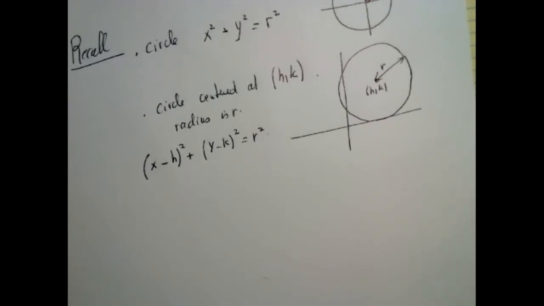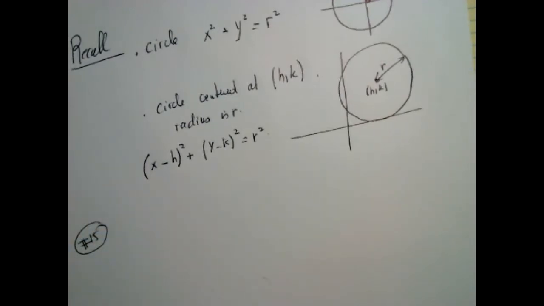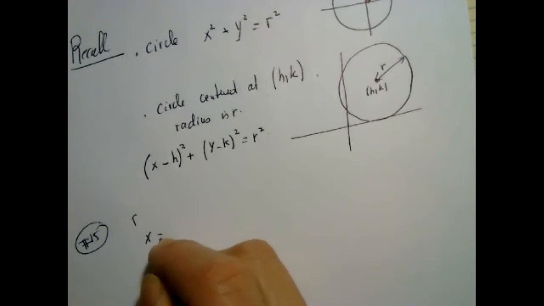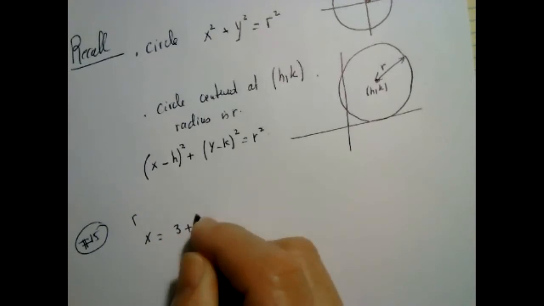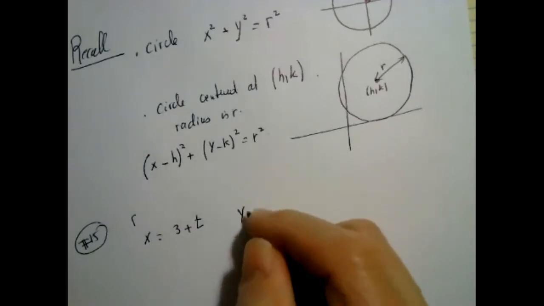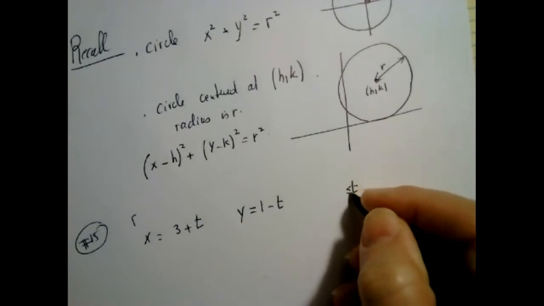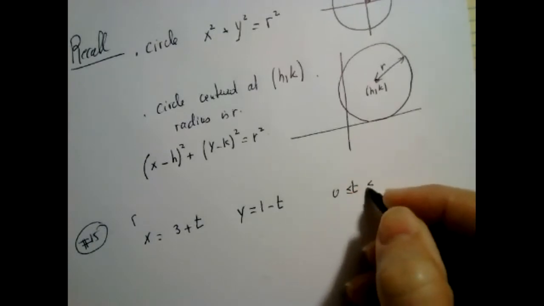So I will start with number 15, because I think this is relevant to my section. Number 15, what is this? The question is, we have 2 equations given parametrically: x equals 3 plus t and y equals 1 minus t, and t goes between 0 and 1.